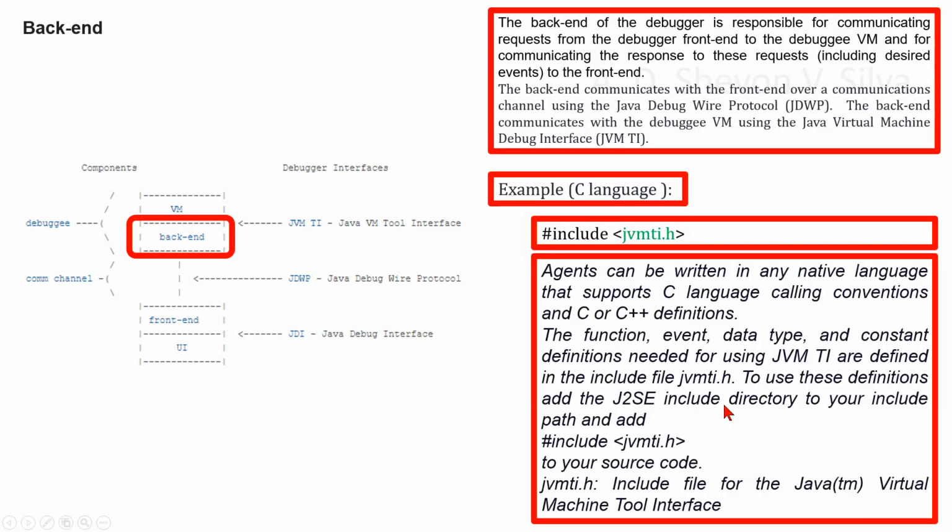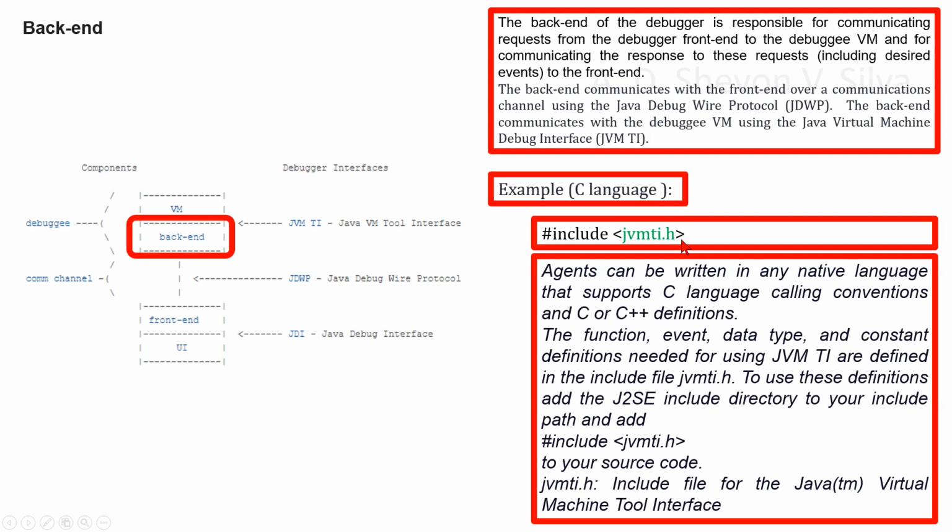As an example, we can consider this. This is in C language. #include jvmti.h. Agents can be written in any native language that supports C language calling conventions and C or C++ definitions.